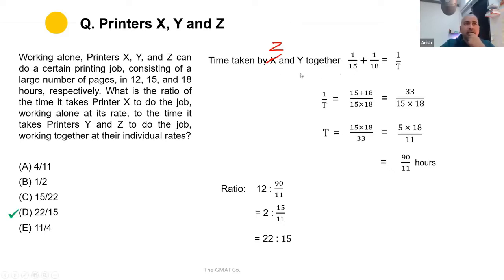What did I do here? Figured out the time the two machines would have taken together using the standard work formula. And then I just figured out the ratio. All right. How else could we answer this question? Now, this is one approach I discuss with my students also. I call it the sum common multiple.